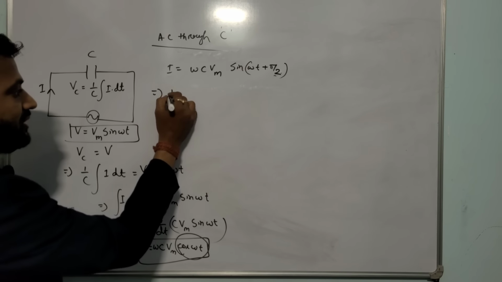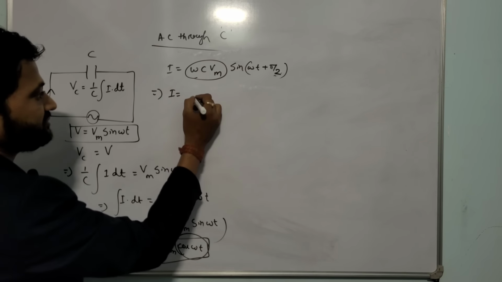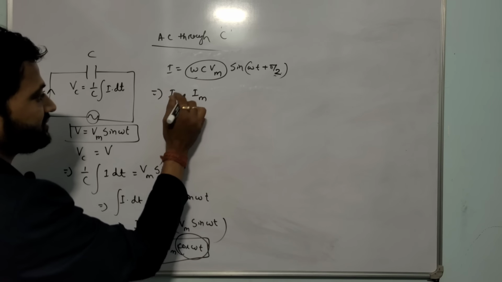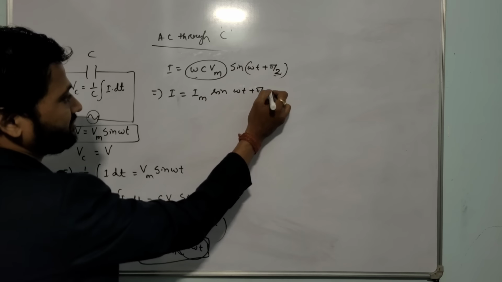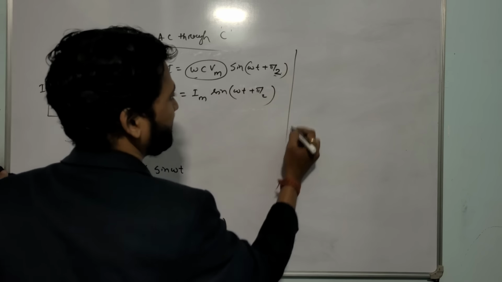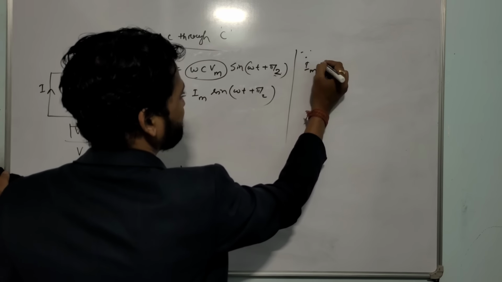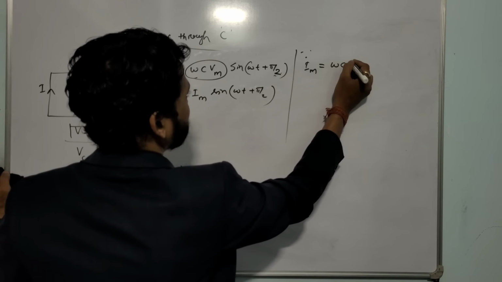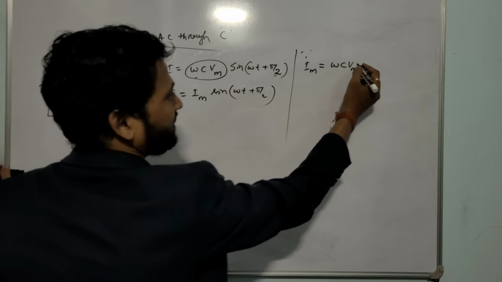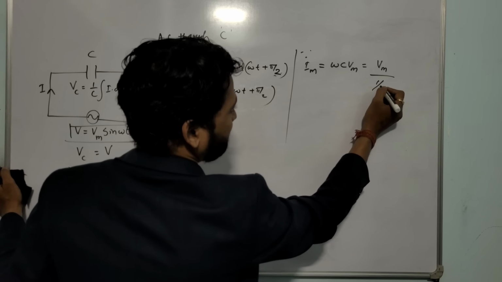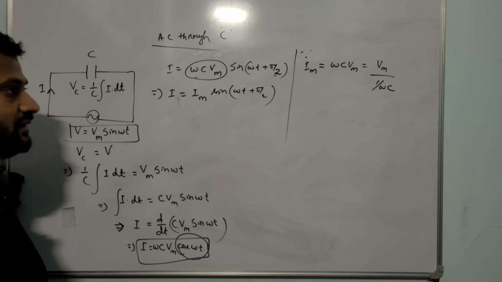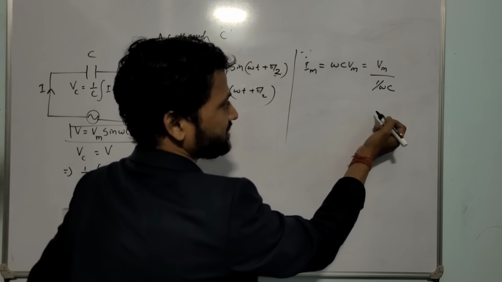Okay, so now I can write down, let this one be Im. So I is equal to Im sin(omega t plus pi by 2). So मतलब Im क्या है इधर? Im is omega C Vm. So I can write down Vm by 1 by omega C.